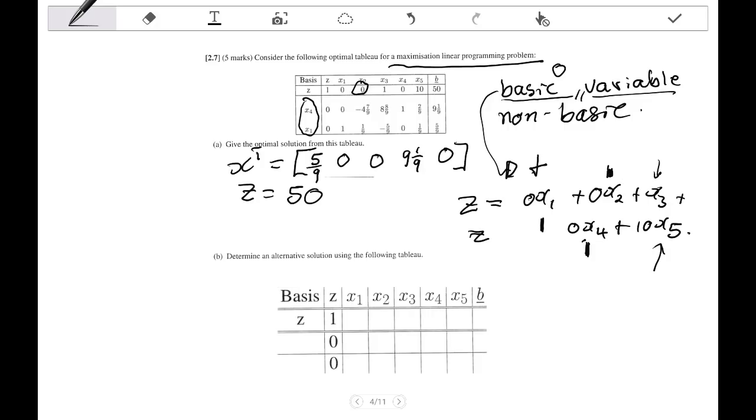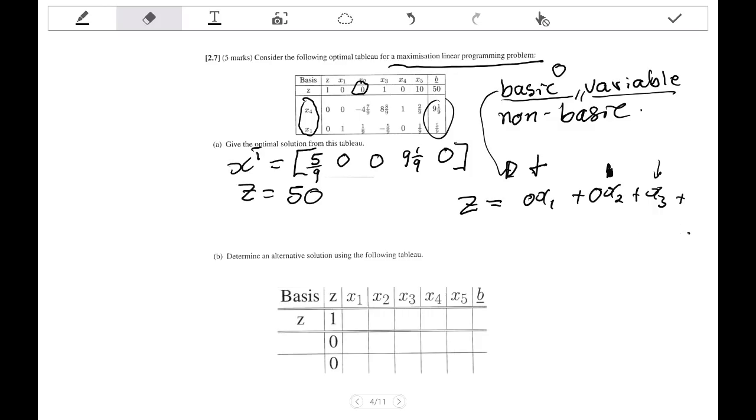So remember that x2 is not a basic variable, it's a non-basic variable. So bringing x2 into the basis, there's no change. If there's no change, that means we are finding the alternative solution with no change in z. So the z remains the same. If it's 50, it will remain as 50, but these values are going to change. So to do that, we are going to bring x2 to the basis.